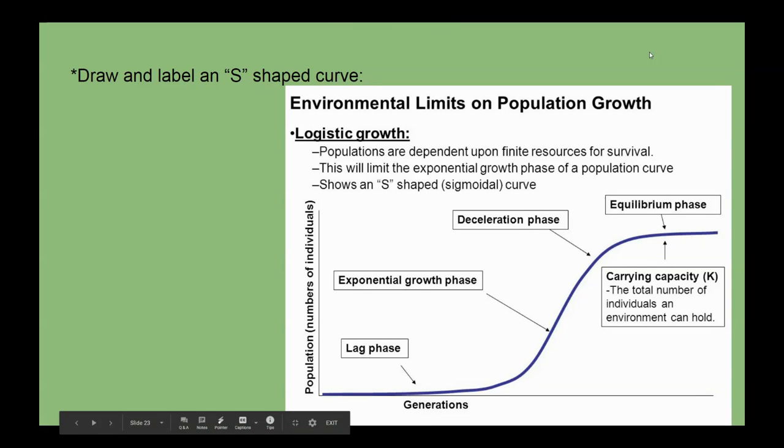So this is called a logistic growth curve, where your populations are dependent on your resources and a finite amount of resources for their survival. You only have so much food, you only have so much water. This is going to limit your exponential growth to a certain point. So you're going to have this exponential growth for a while, and eventually they're going to be competing with each other for those resources. So that's why we get this S shape right here.